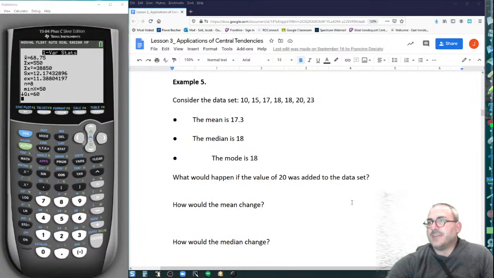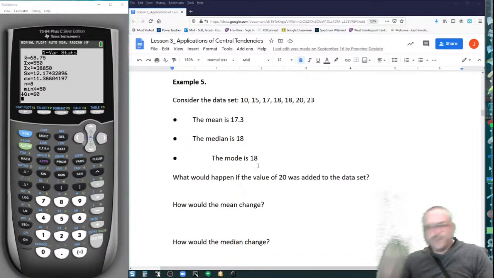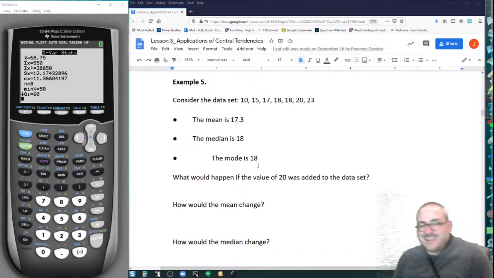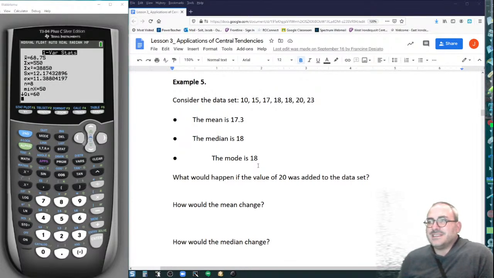Example 5. Consider the data set 10, 15, 17, 18, 18, 20, 23. Oh, we've got some of these calculated for us already. We're told the mean is 17.3. The median is 18. The mode is 18. I don't need to calculate anything here. All right, great. What would happen if the value 20 was added to the data set? So now we're going to add a 20 to this data set right here.